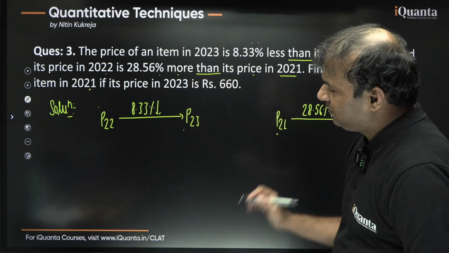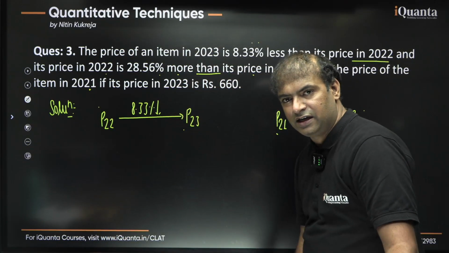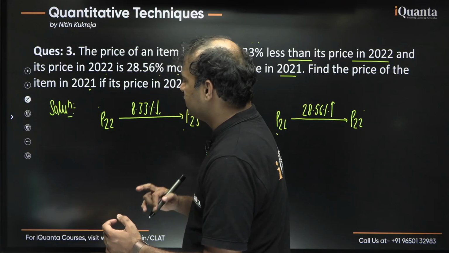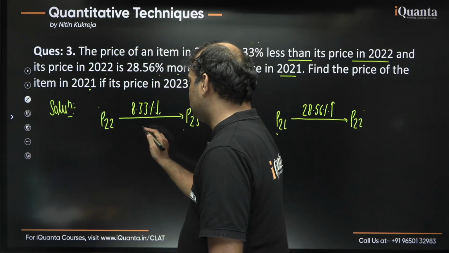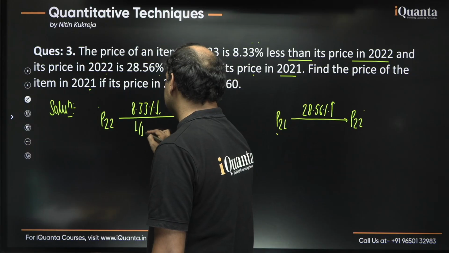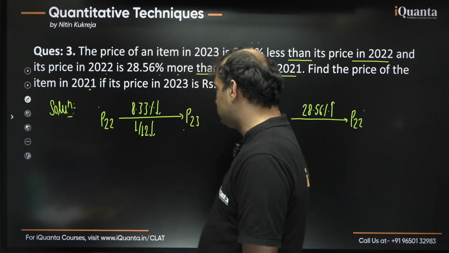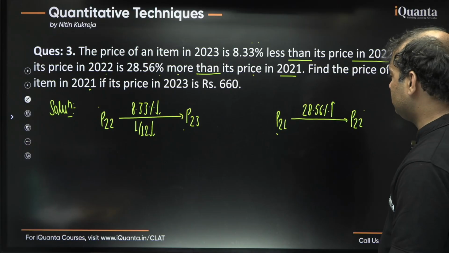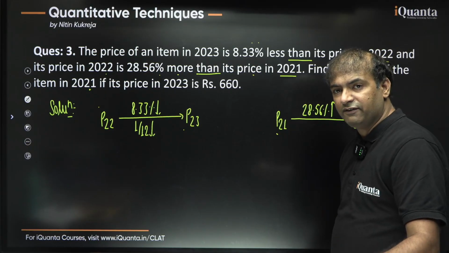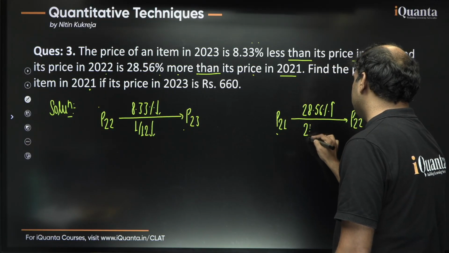First thing, what is 8.33%? We had discussed in the last video. 8.33 you can say is half of 16.66. 16.66 is 1 by 6. So this should be half of 1 by 6, which is 1 by 12. All right. This one, guys, 28.56. This is double of 14.28, right? And 14.28 we all know is 1 by 7. So this should be 2 by 7.